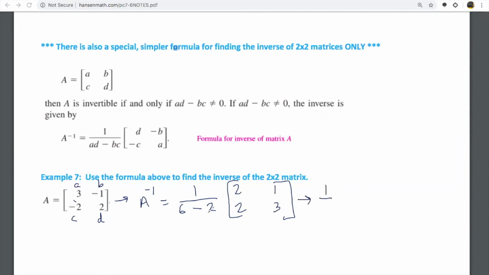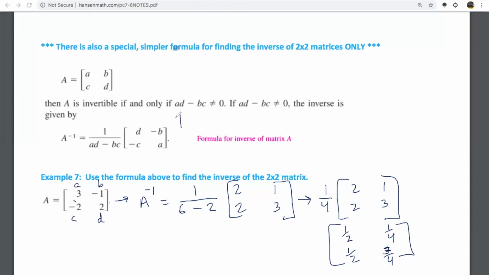We've got 1 over 6 minus 2 is 4. We have that multiplied by 2, 1, 2, 3. Now we're going to use the distributive property, essentially multiplying through the scalar. 1/4 of 2 is 1/2. 1/4 times 1 is 1/4. 1/4 times 2 is 1/2 again, and 1/4 times 3 is 3/4. So there is your inverse of this 2 by 2 using this special formula, which most students really prefer. But again, it's only useful for a 2 by 2 matrix.